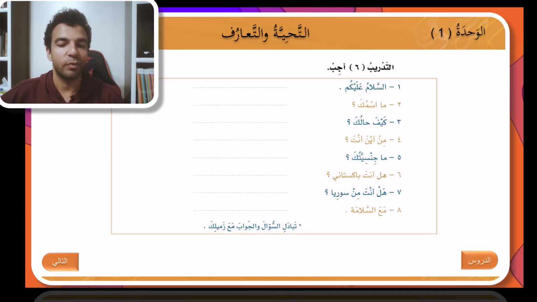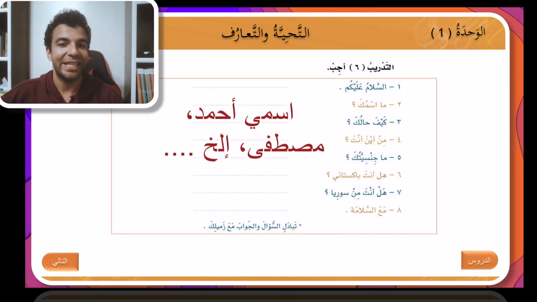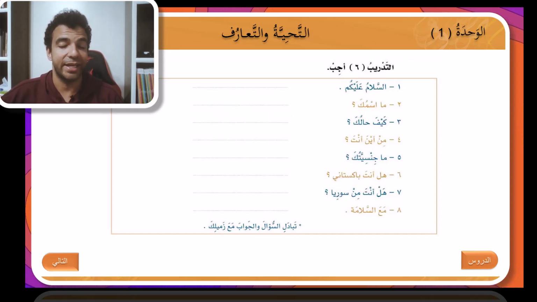For the second one, ما اسمك. You could say اسمي أحمد, اسمي مصطفى. It has to be a man. And then كيف حالك?